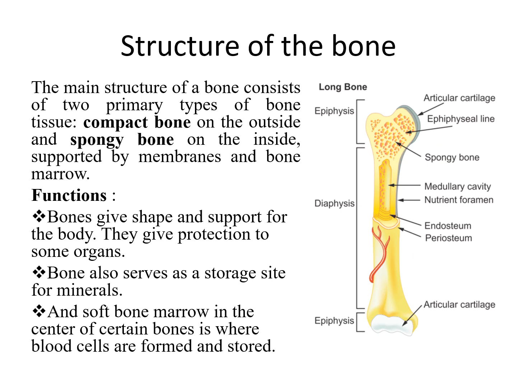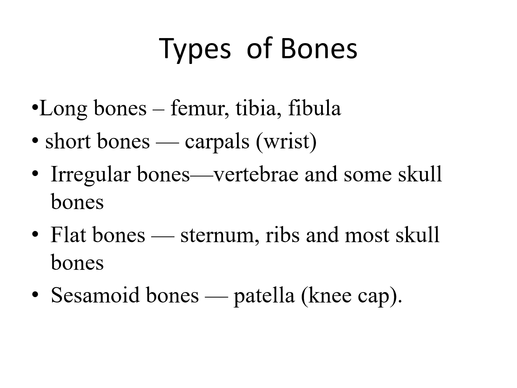Coming to the functions of the bones, the bone gives shape and support to our body, and it gives protection to all the organs. The bone serves as a storage site for minerals, especially calcium, and the soft bone has the bone marrow. This bone marrow is the part where the blood cells are formed and stored.